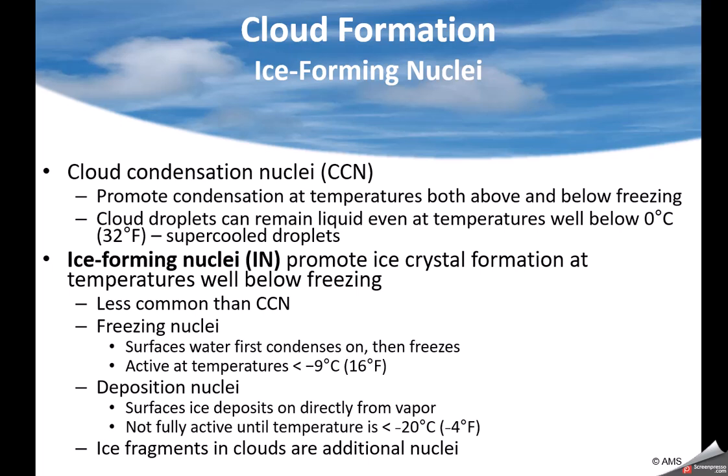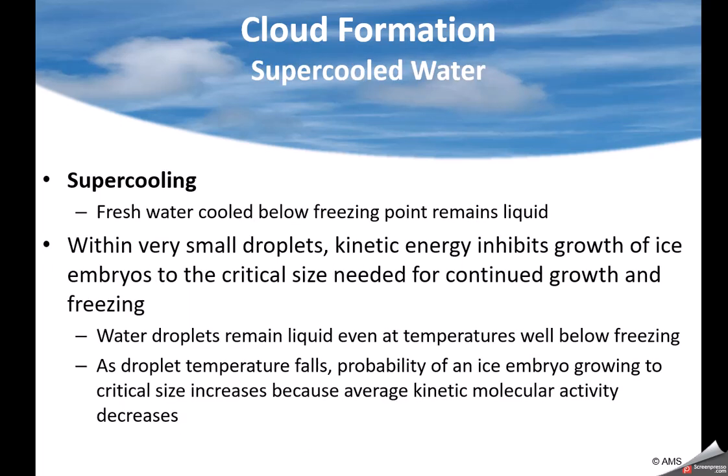These are freezing nuclei, ice-forming nuclei. There aren't as many of them as condensation nuclei. But what they'll do is cause water droplets to start freezing at about 16 degrees Fahrenheit. So in the cloud, when the temperature gets cold enough and we have these ice-forming nuclei, water droplets begin to freeze and change from liquid to ice crystals. So we have a range here where water temperatures, literally in the cloud, are well below freezing, or supercooled.